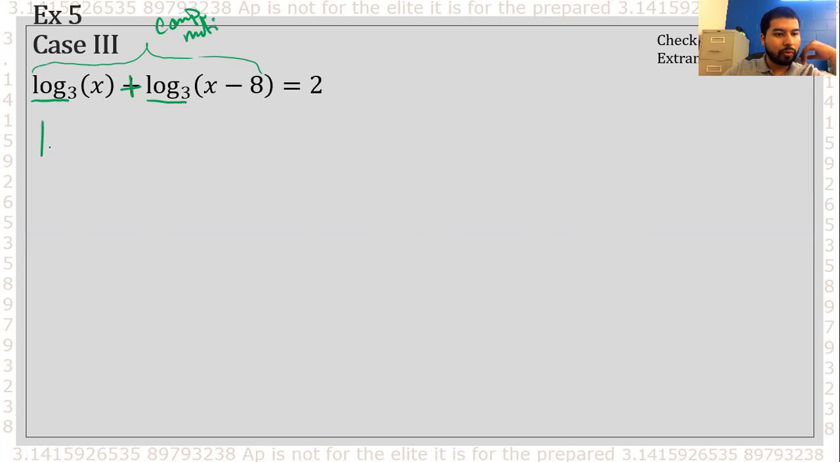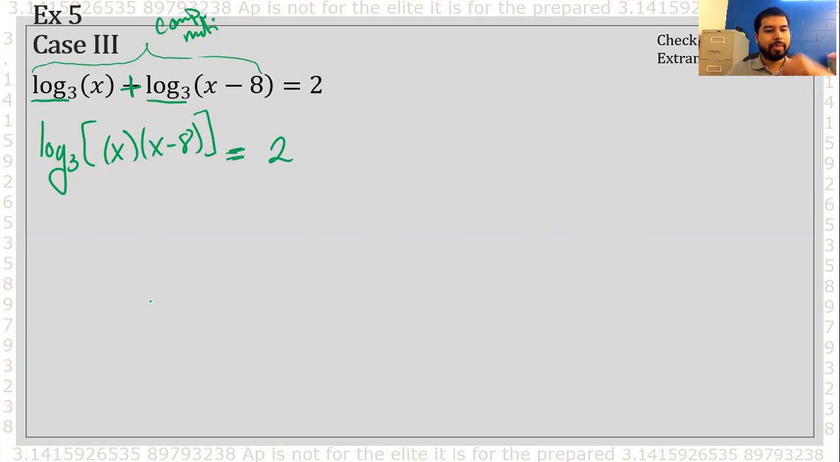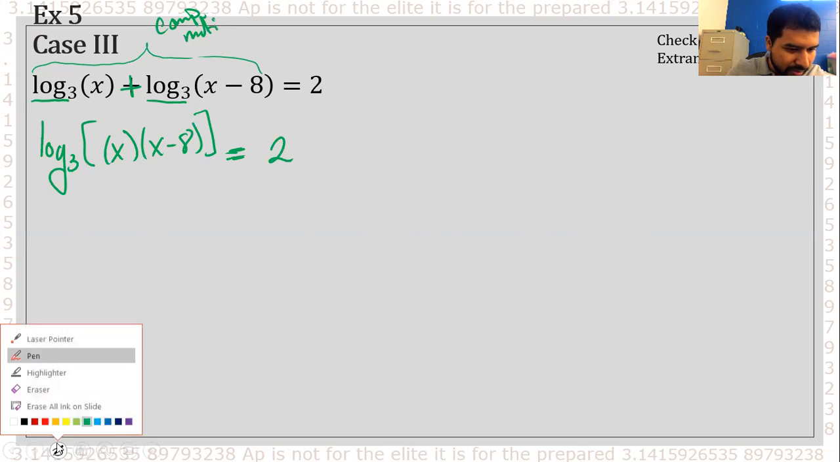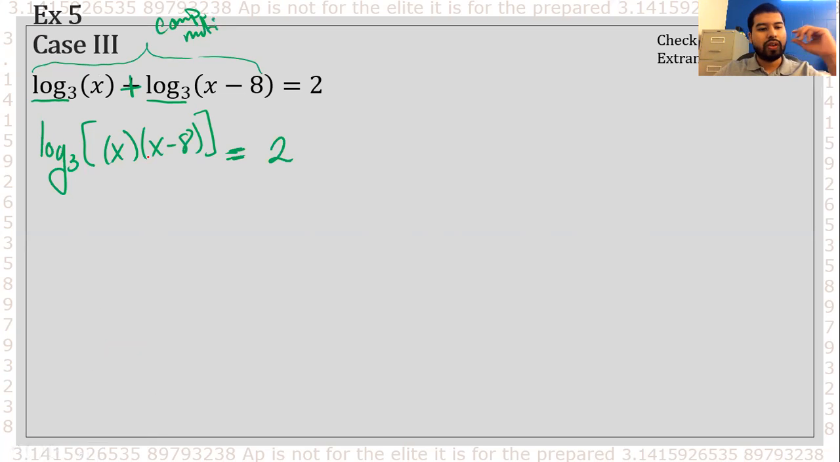Meaning I'm only going to have one log base 3, and all of this in here is going to be x times x minus 8. And all of this did not affect the 2, so all of this is equal to 2. Okay. Alrighty. Now I want you to see, now that we see this, does this remind you of a case number 1 or a case number 2?